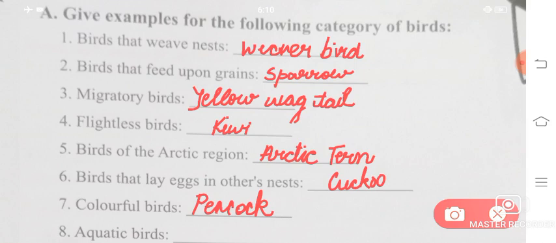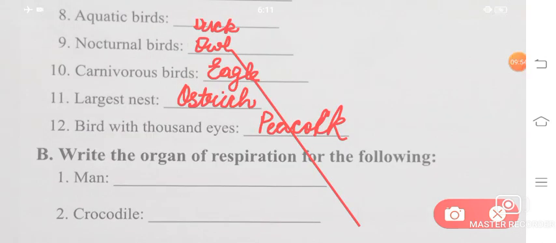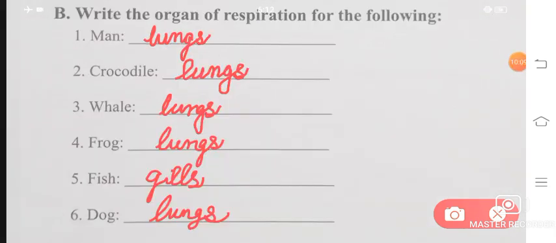Number 6, birds that lay eggs in others' nest, cuckoo. Number 7, colorful birds, peacock. Next is aquatic birds, duck. Nocturnal birds, owl. Carnivorous birds, eagle. Largest nest, ostrich. Bird with thousand eyes, peacock.